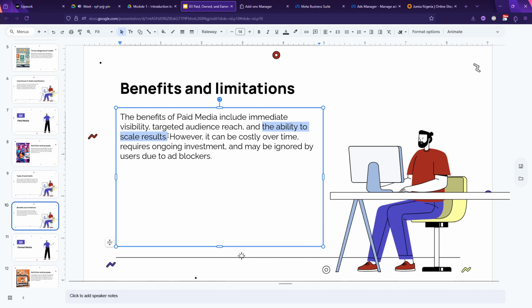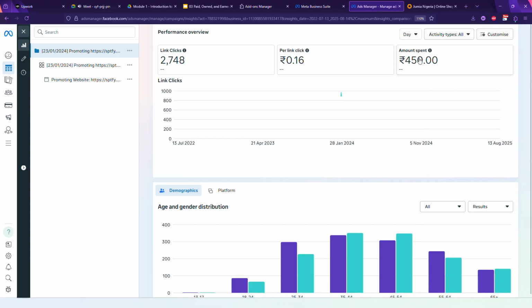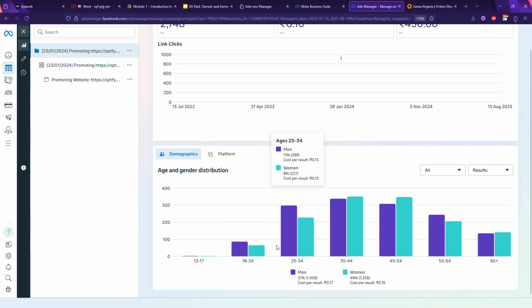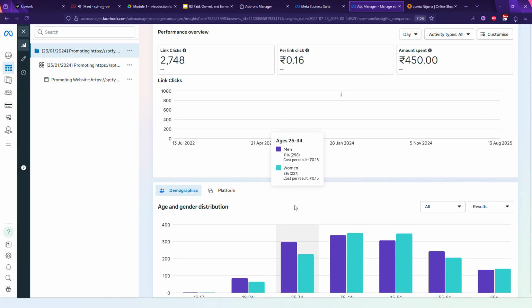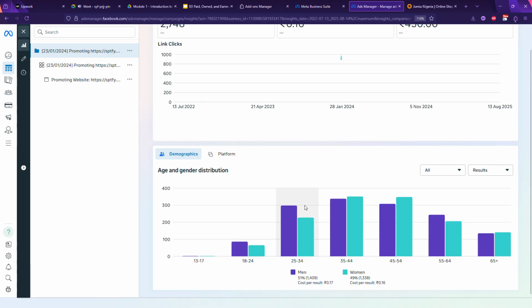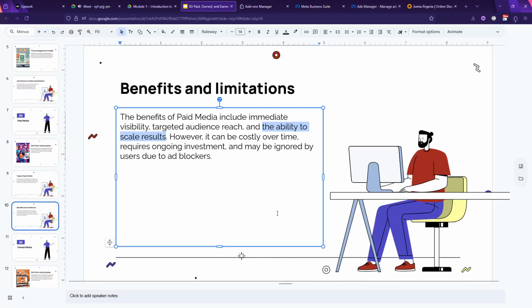And there's the ability to scale results. We can scale the results when we increase the budget. This one is a very small budget. When we do more, we have more targeting. We go to platform-specific and other metrics. We strategize the campaign more nicely and clearly. Then we can scale the entire campaign, and that will bring in better results.